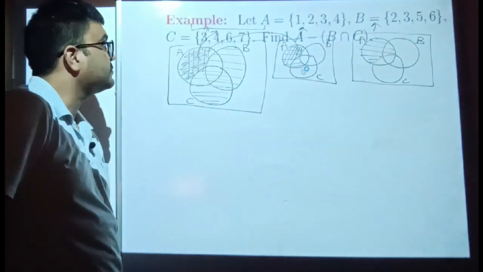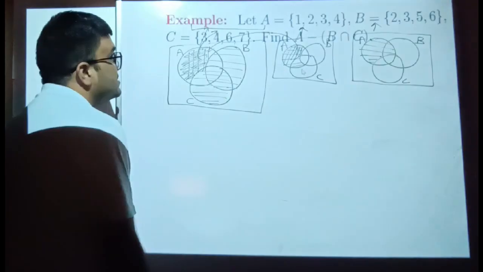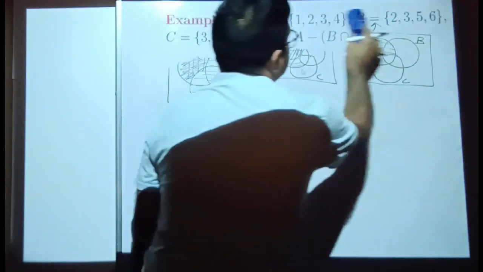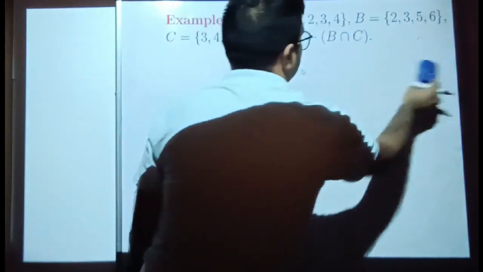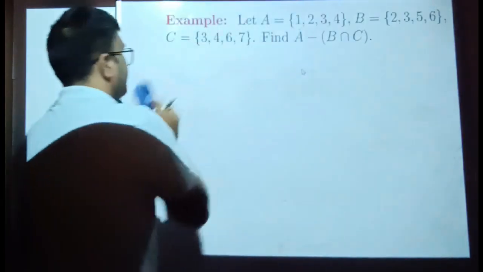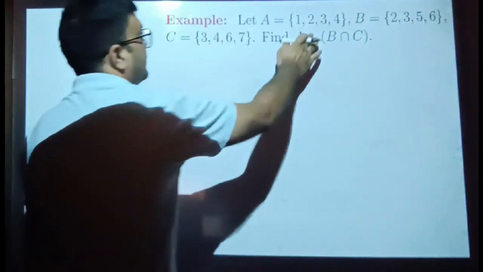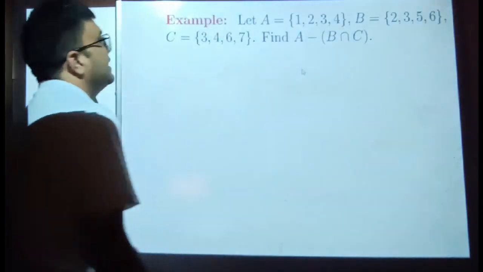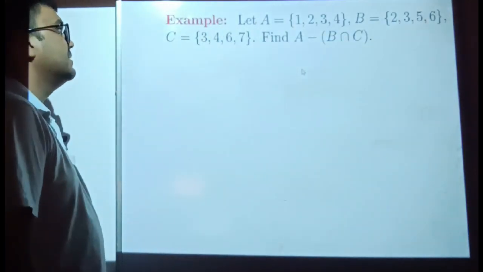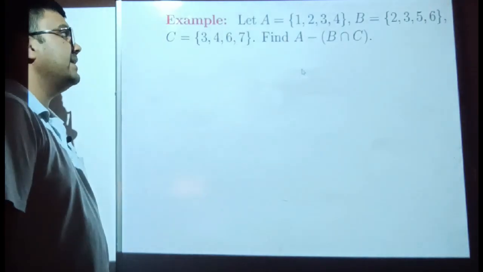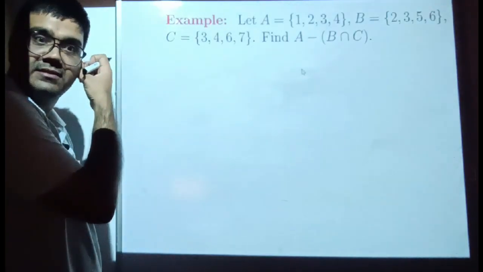Next, suppose these are the sets given to us. One is the set A. It has elements 1, 2, 3, 4. B has elements 2, 3, 5, 6. C has elements 3, 4, 6, 7. We have to find A minus B intersection C.